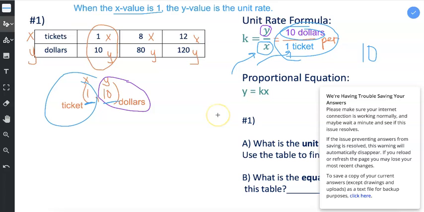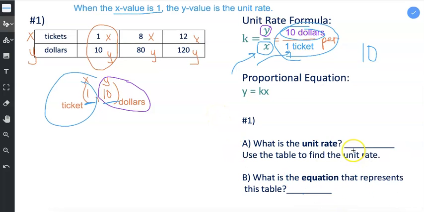Now we're going to go ahead and fill this in down below. There was a comment there blocking it. All right, what is the unit rate? The unit rate is 10, and it is dollars per ticket. So the D here stands for dollars, the P stands for per, and the T stands for ticket. So $10 per one ticket. So one ticket costs $10.